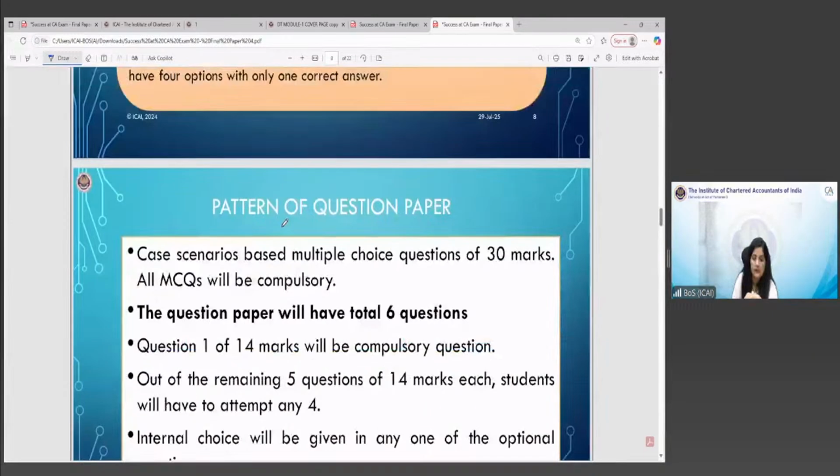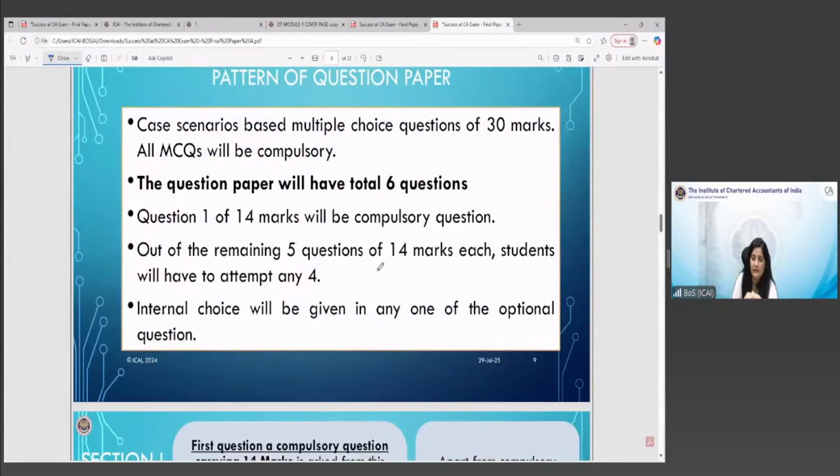Now, paper pattern, you all are aware that 30 marks would be from MCQs, and mainly they are based on the case scenario. Some case scenario of fact must be given, and it would be followed by some case MCQs based on the case scenarios. So looking for the correct information in the fact is essential for you.